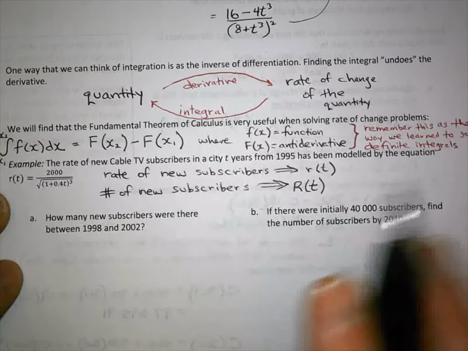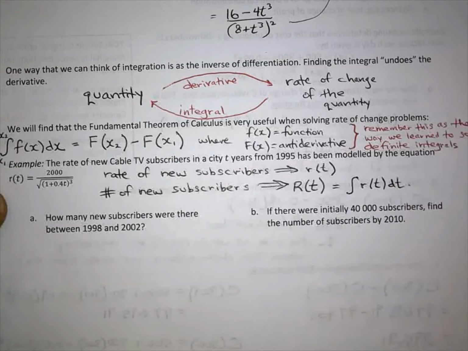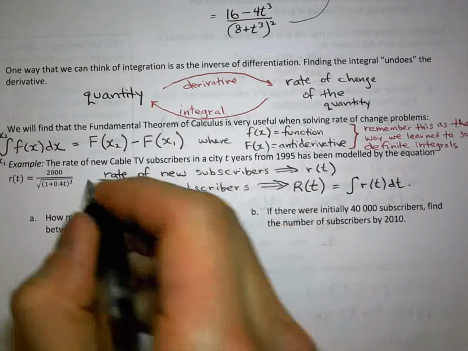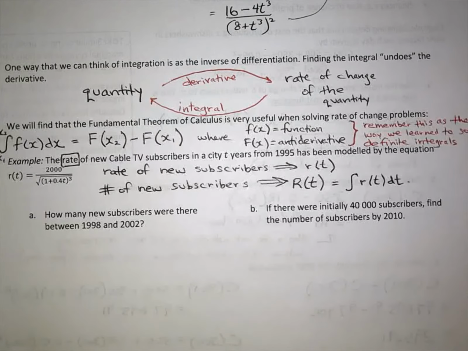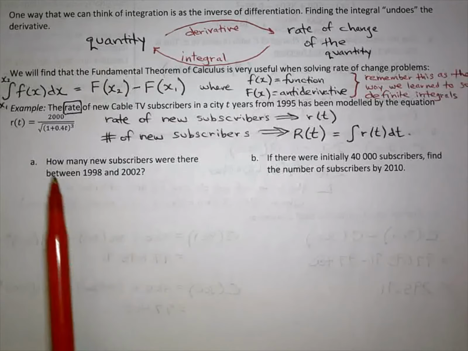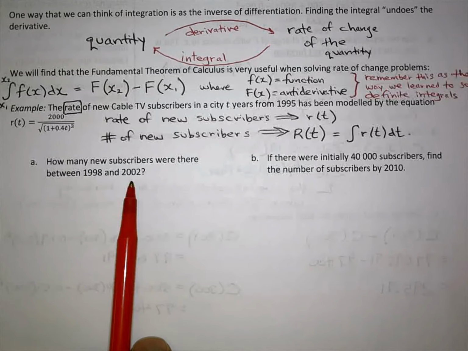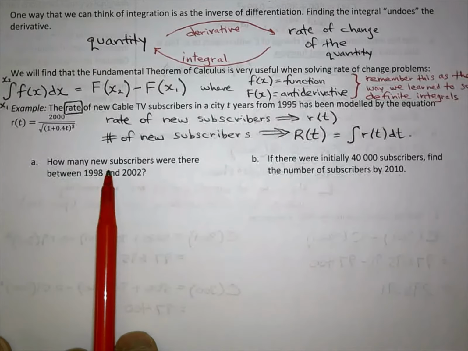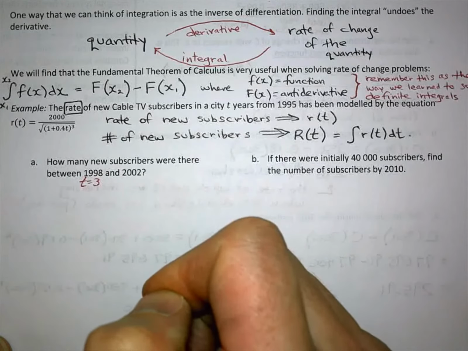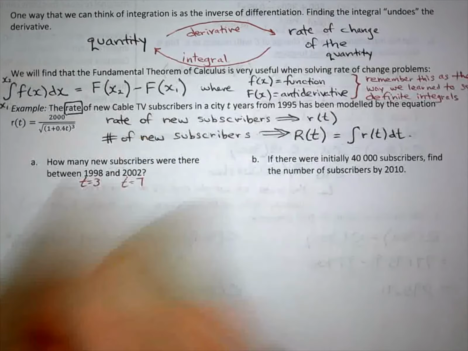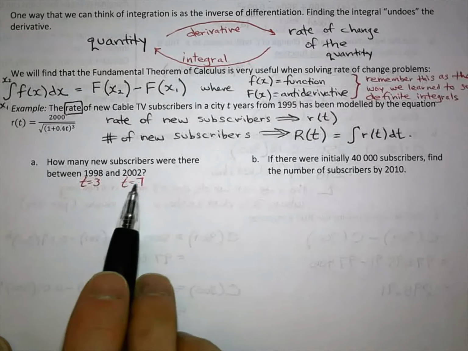The way I do this is the integral of R at t dt. Again, we're trying to teach you those key words to look for, but the rate is really the giveaway in this question. In this question, it's asking how many new subscribers there were between 1998 and 2002. So 1998 is t equals 3, and 2002 is t equals 7. So how many new subscribers are there between time 3 and time 7?